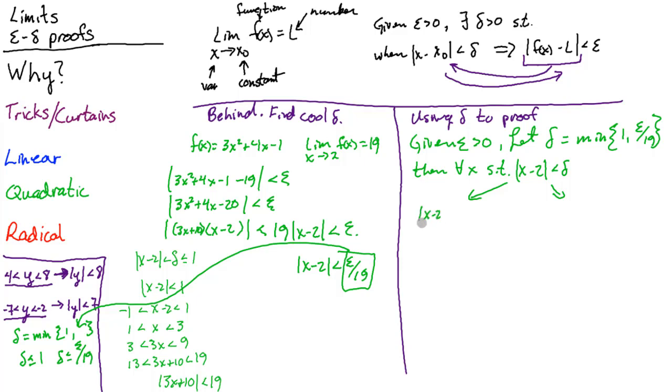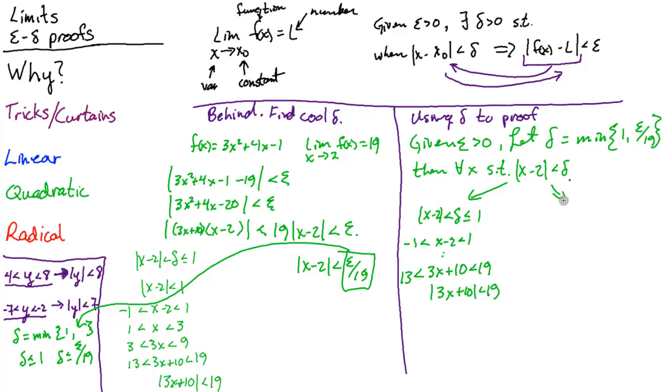So we get that x minus 2, we're going to rewrite that whole thing. So I'll zip through it really quick. Less than delta, which is less than or equal to 1. So notice we're using the minimum 1 here. And so that means that x minus 2 is less than 1, greater than negative 1, dot, dot, dot, gives us that 3x plus 10 less than 19, greater than 13, which means that the absolute value of 3x plus 10 is less than 19.